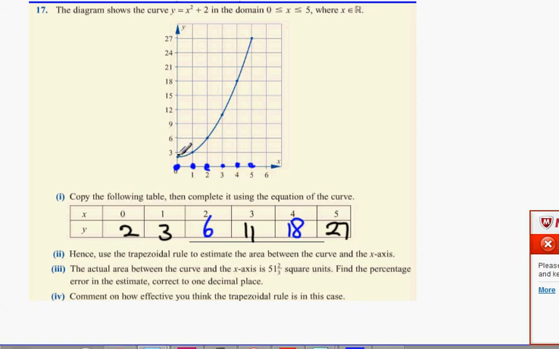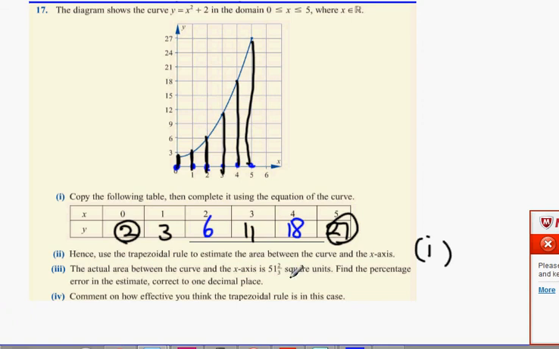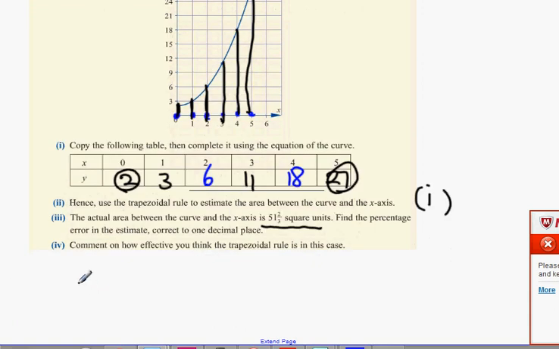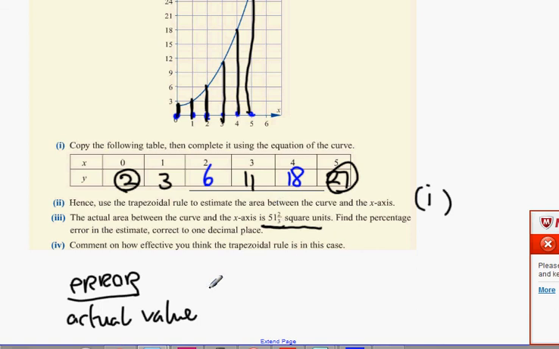Now you know to do the trapezoidal rule like you did last time, don't you? These are all the heights. What's the first and the last height? First height is 2, last height is 27. Once you do that, you find out what your answer is to part 1. And the actual area between the curve and this is the actual value. Find the percentage error. Percentage error we already did today. It's error over actual. Now what is the actual value? It says it here. 21 and 2/3, and then you multiply your answer by 100 over 1.